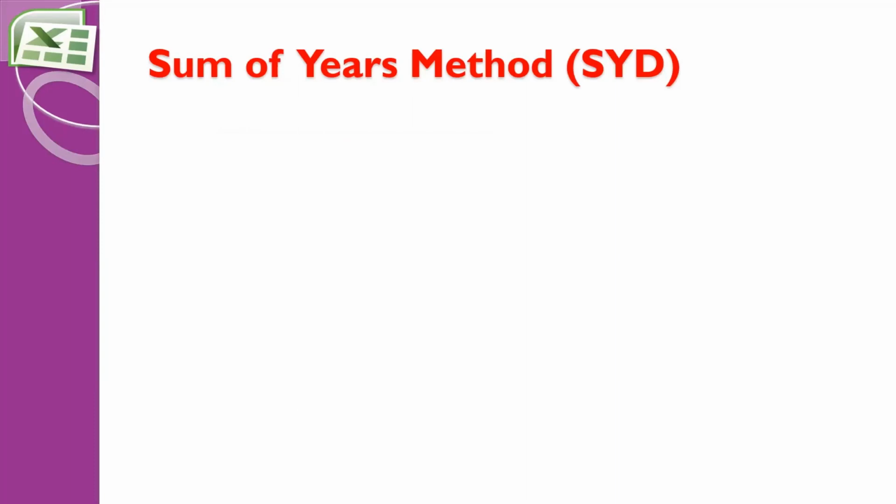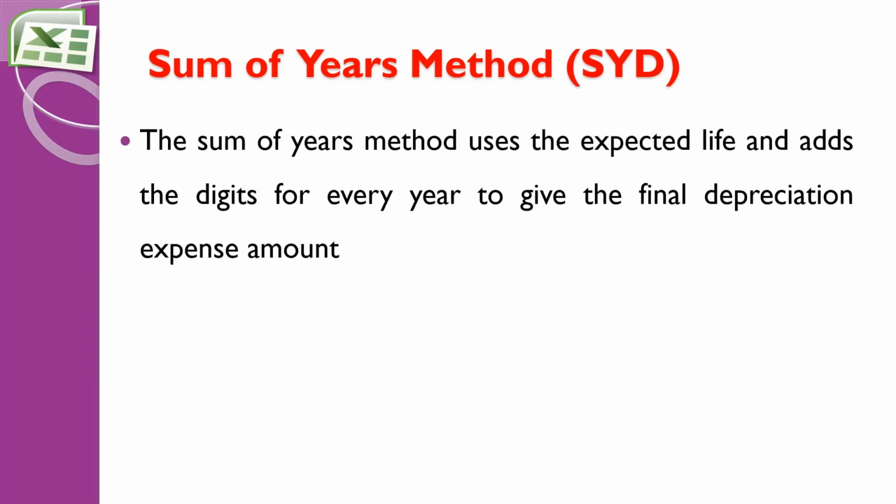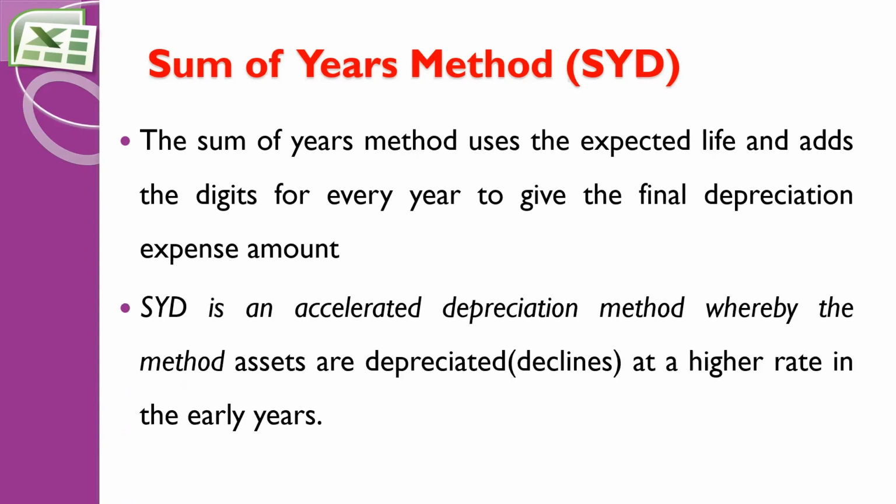Next, we are moving to the sum of years method. So in the sum of years digit method, we use the expected life and we are going to add the digits for every year to give the final depreciation expense amount. The SYD method is an accelerated depreciation method. Why? In this method, the assets are depreciated at a higher rate in the early years.